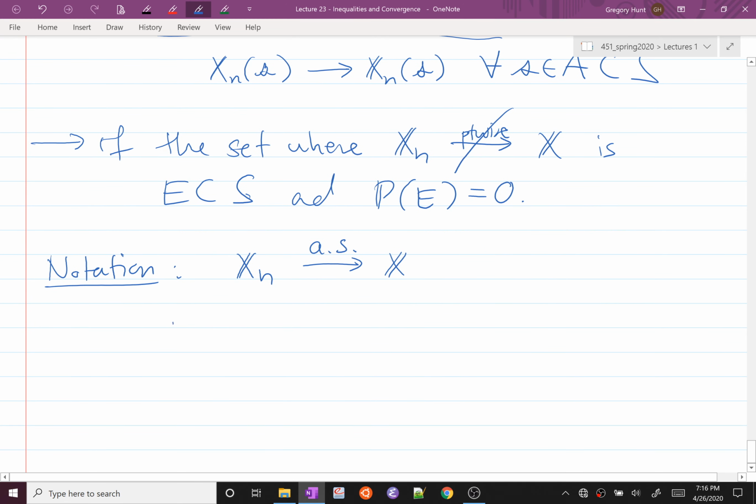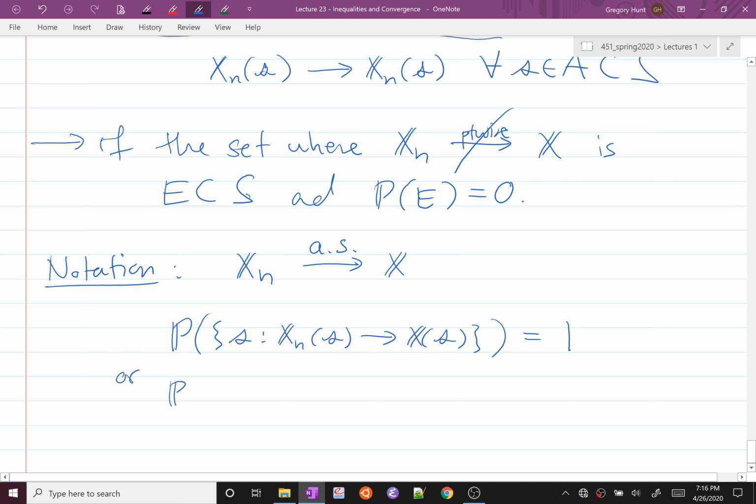Another way of thinking about it is that if I look at the set S such that xn of s converges to x of s, so this is some subset of my sample space, if the probability of this set is 1, that means that xn converges almost surely to x. That's a very succinct way of writing it.